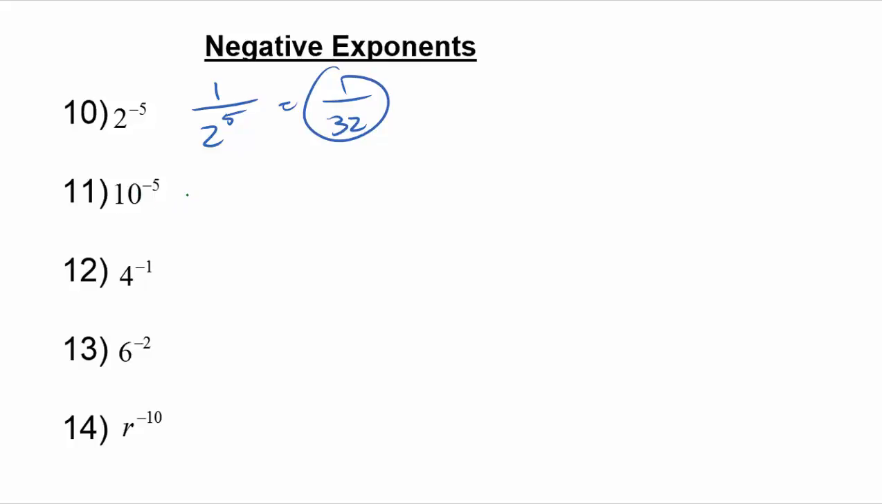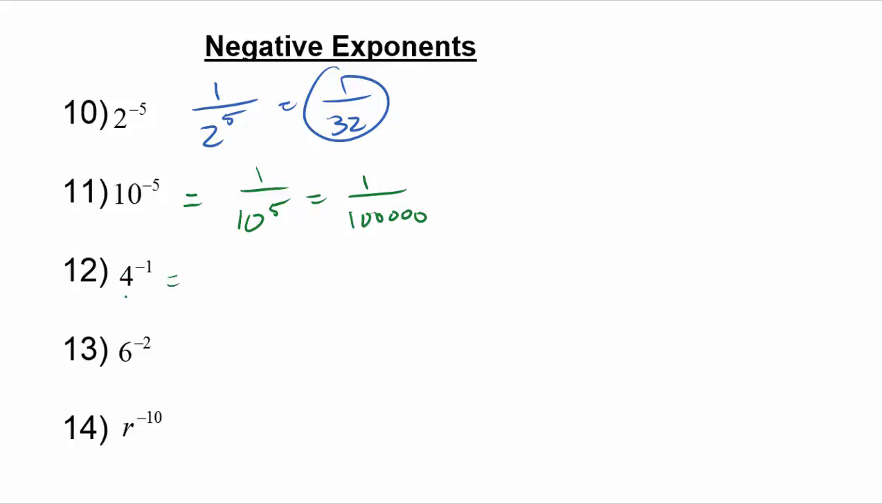Okay, 10 to the negative 5th. Again, it's not negative. It's not going to be a negative number. It's going to be 1 over 10 to the positive 5. So whenever we move it to the bottom or move it to the opposite side, it becomes positive. And then from this point, we're just going to evaluate that. We should have 5 zeros. That would be 100,000 there.